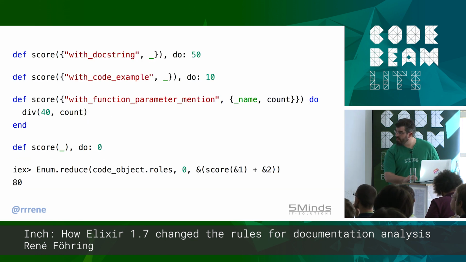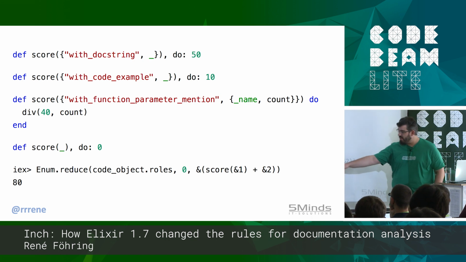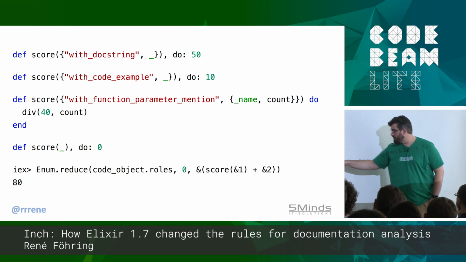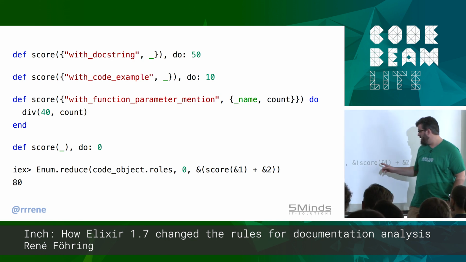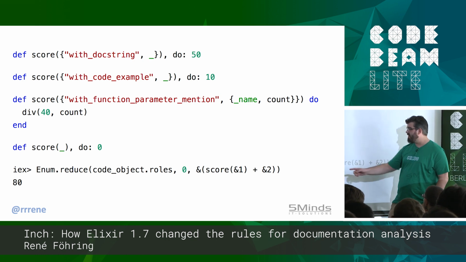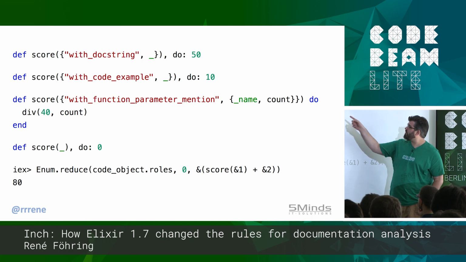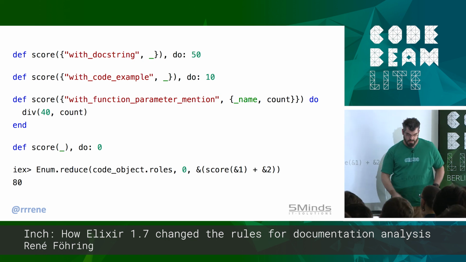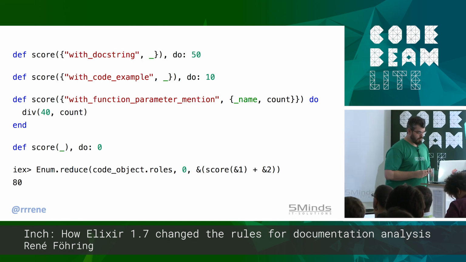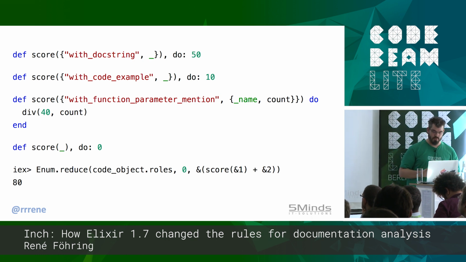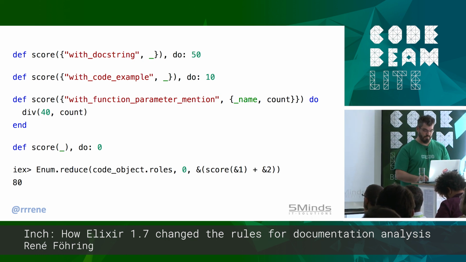And this is how we can easily achieve this. So we take all the roles on a code object and reduce them using the score function into a single score. And then the score function can match on the various items in the role to calculate an overall score. And we can see how this would get a score of 80 for the example on the slide before.